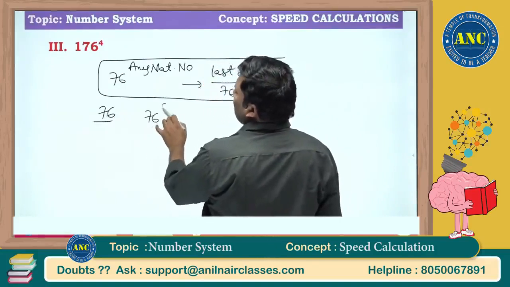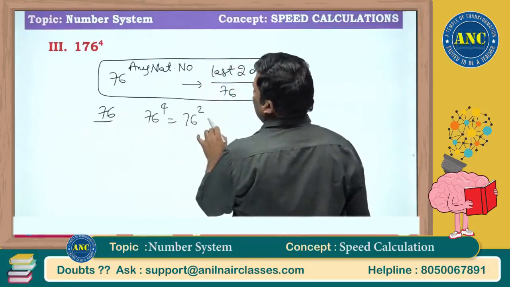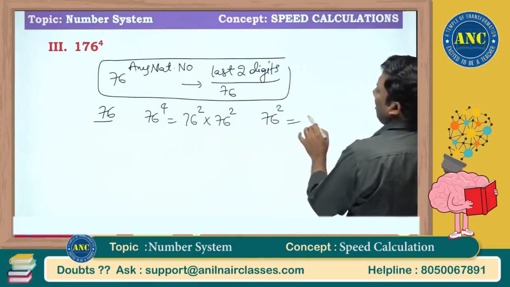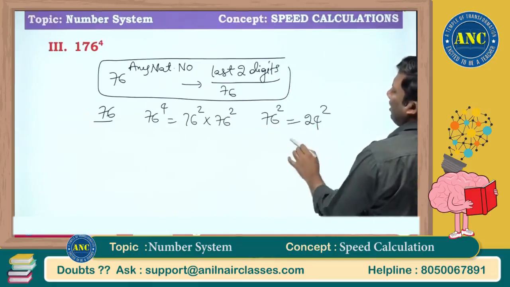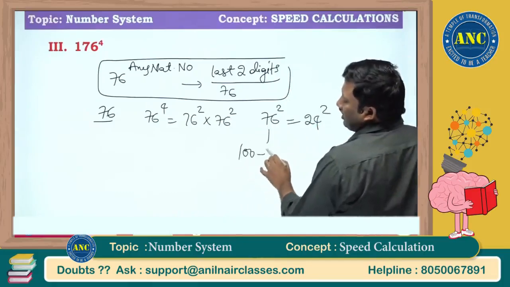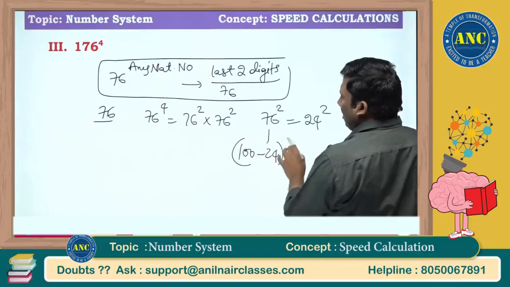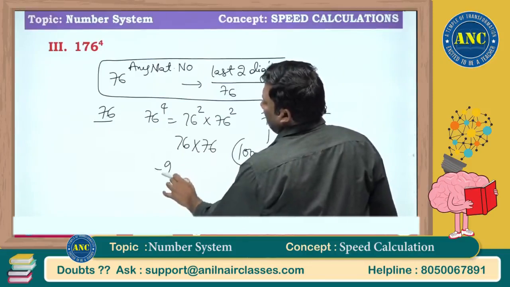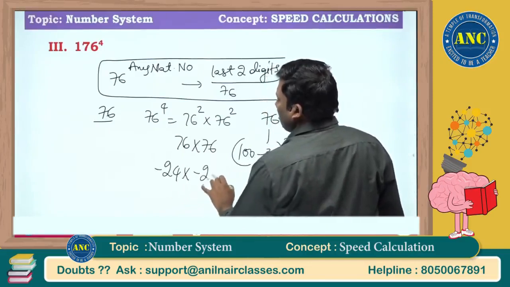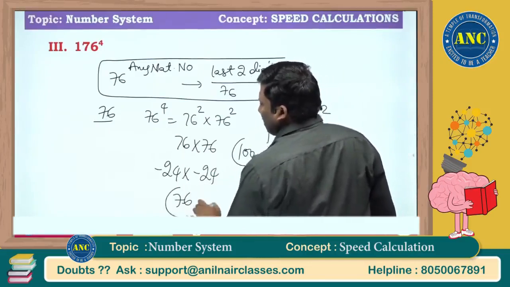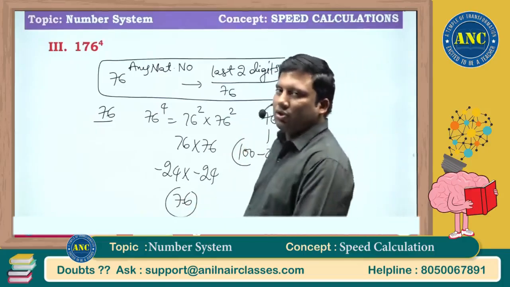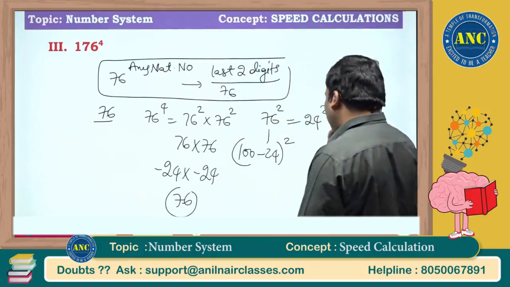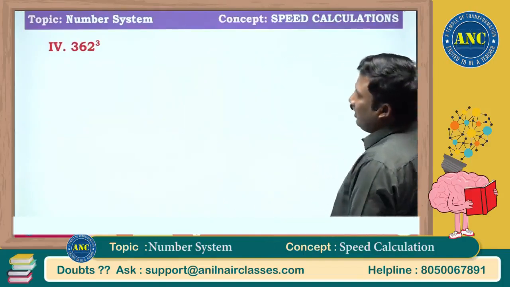Otherwise you have to do 76 power 4, which is 76 square into 76 square. The last 2 digits of 76 square will be equivalent to 24 square, because 76 is 100 minus 24. Again this gives 76. All these you don't need to do. 76 power any natural number, the last 2 digits will be 76.